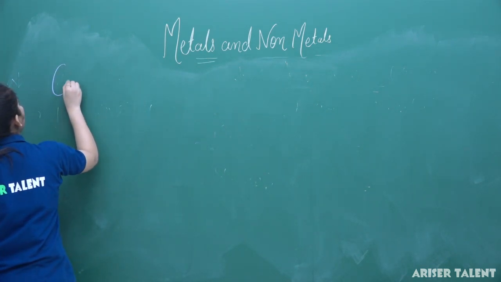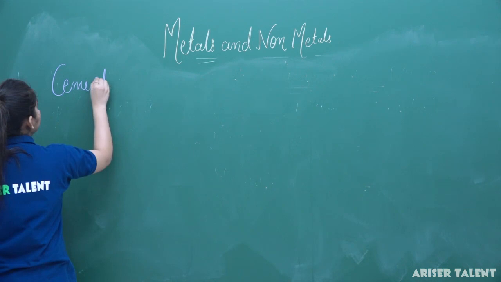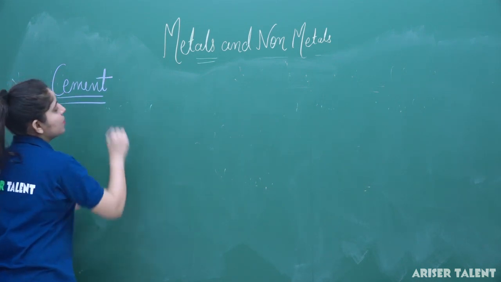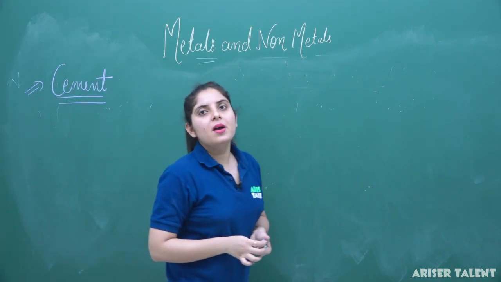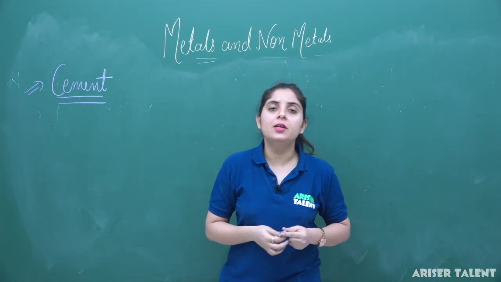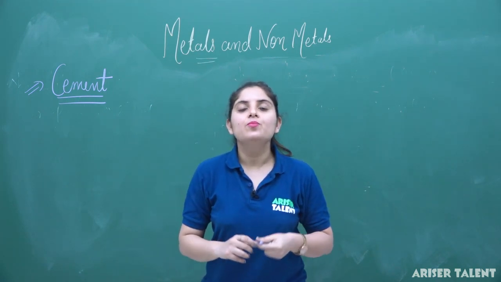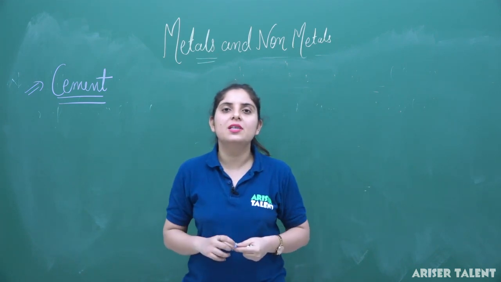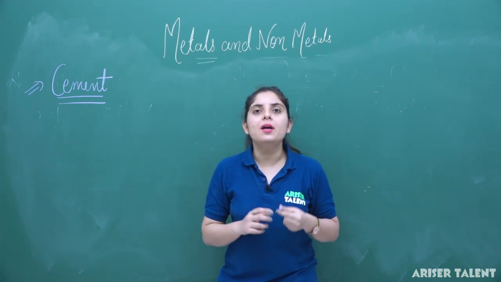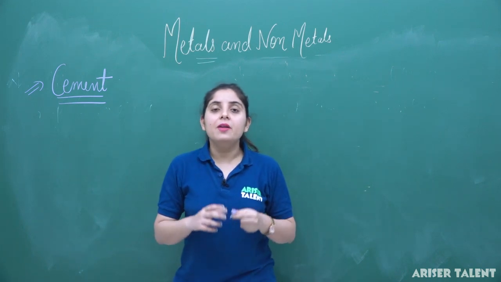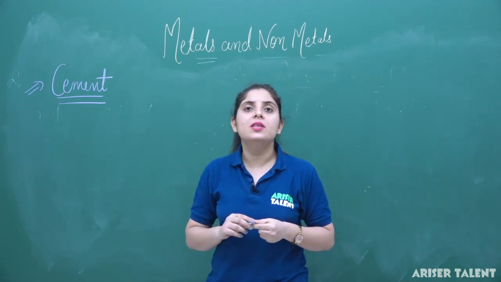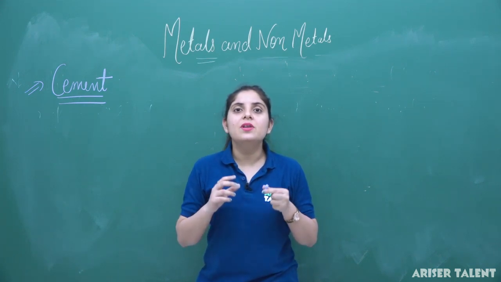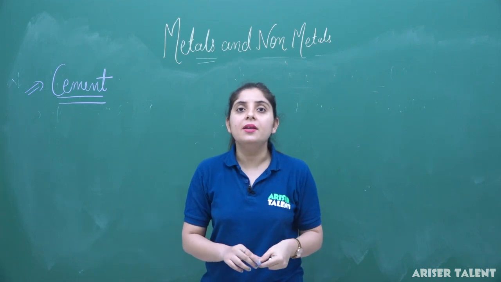So the last compound we have in the category of non-metals is cement. This term is very common among all. You have already heard about this term so many times, but what is the chemical composition and the chemistry of cement we are going to discuss now. So cement is actually a basic and very important construction material that is used in industries and factories. But the production of cement in our country started in the last decade, in the year 1914.